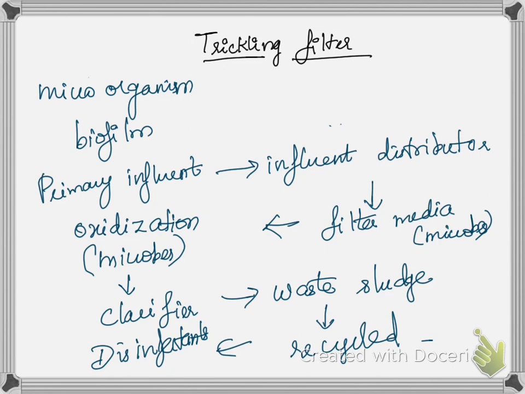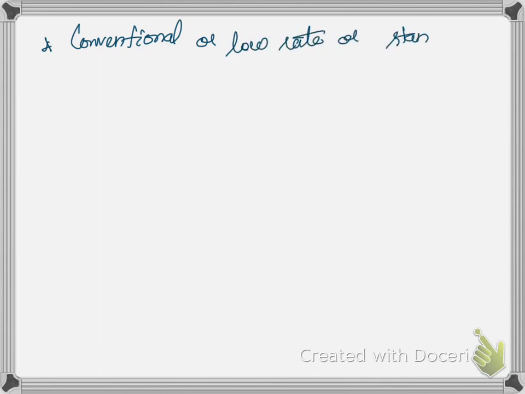Now we'll come to the types of trickling filter. There are two types of trickling filter. One is your conventional trickling filter, or low rate trickling filter, or standard rate trickling filter. Next is your high rate trickling filter, which has certain modern advancements.